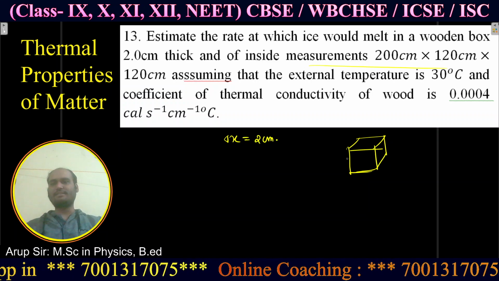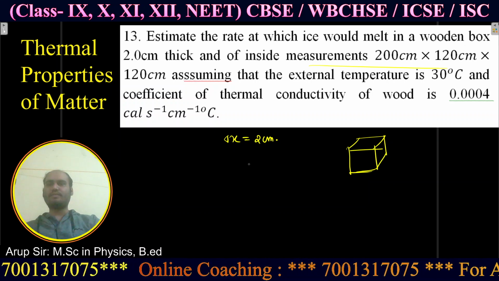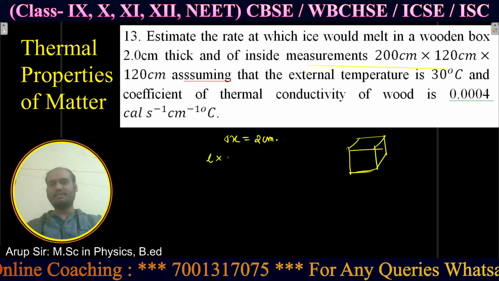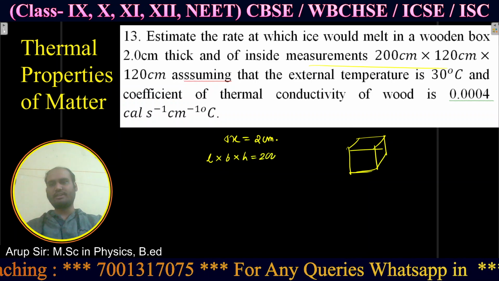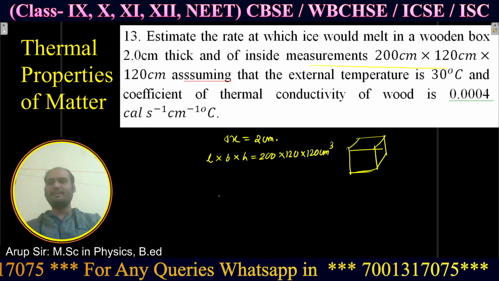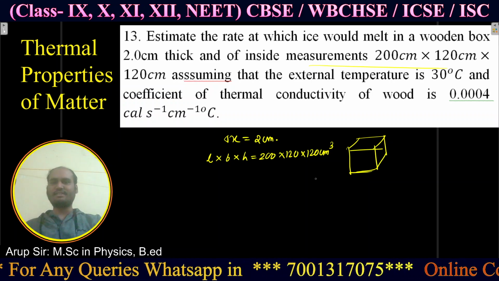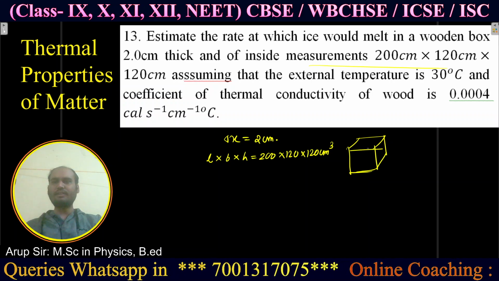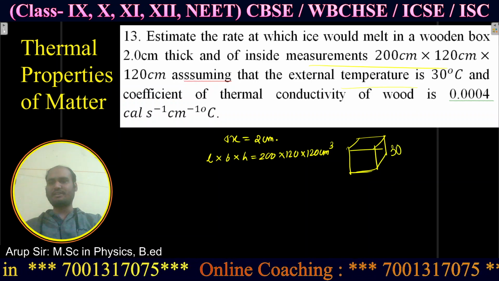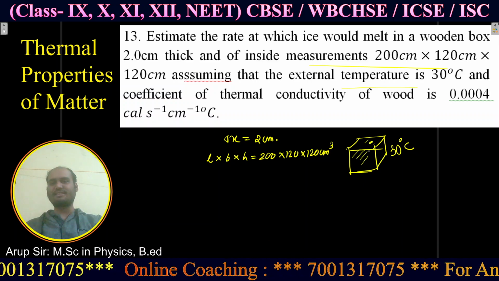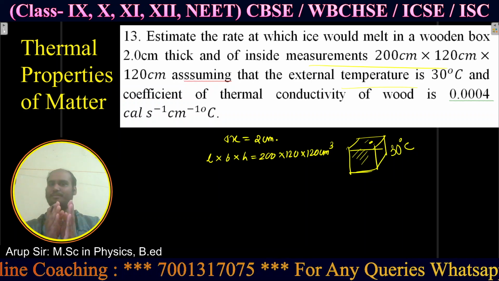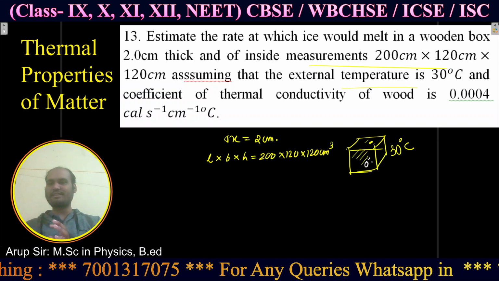Inside measurement is 200 into 120 into 120 centimeter cube, so basically length into breadth into height is given. All of these are in the CGS system. So what will happen: the external temperature is 30 degrees centigrade, meaning the outside temperature is 30 degrees centigrade, and inside some ice is kept. If some ice is kept inside, it will have temperature 0 degrees centigrade. So within the box it has temperature 0 degrees centigrade.